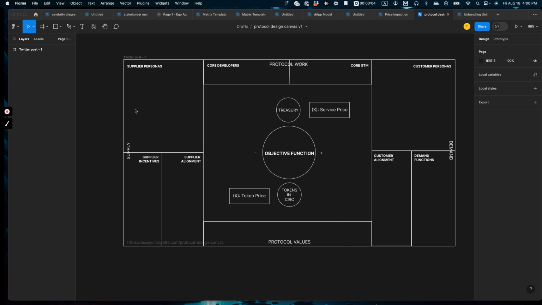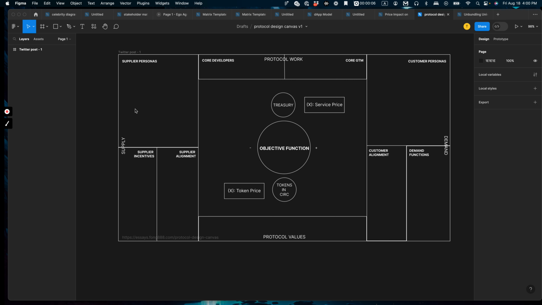All right, so here I'm going to do a quick walkthrough of the protocol design canvas. And there's an essay associated with this in more detail, but I want to get the basic ideas out. So the center of everything is the objective function.